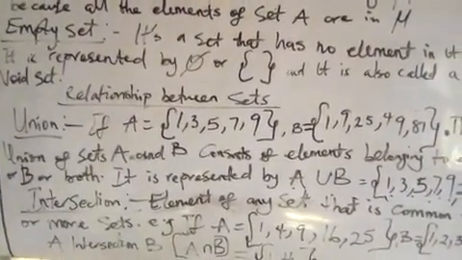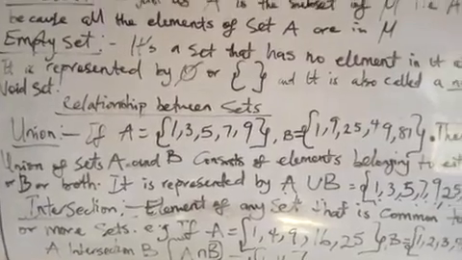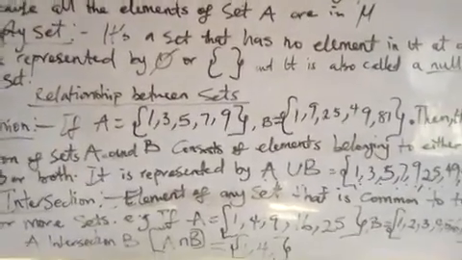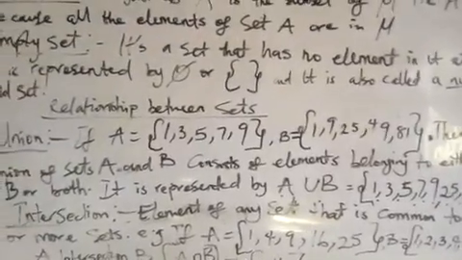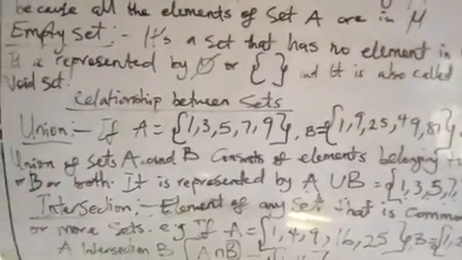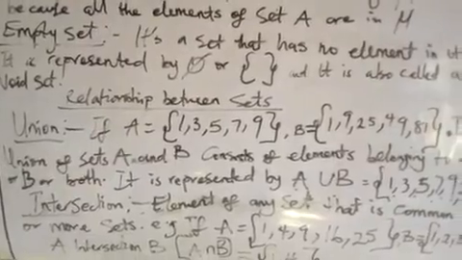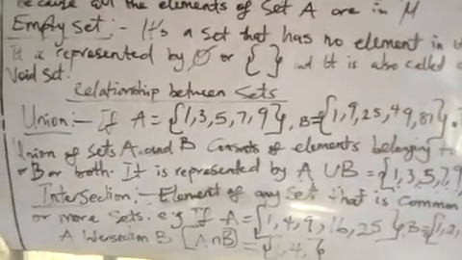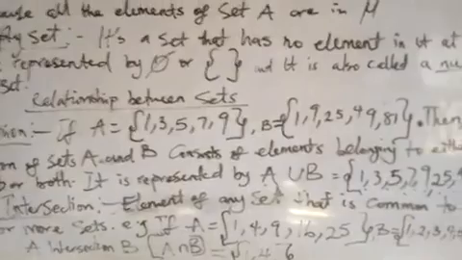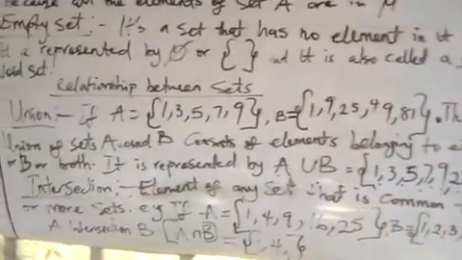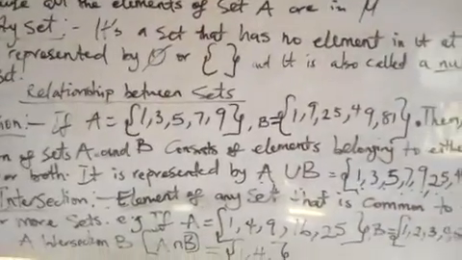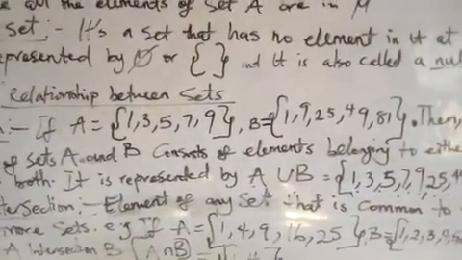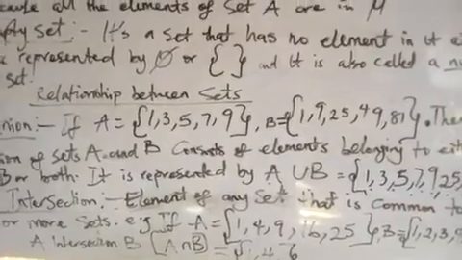So let's go to another relationship that you can find between sets. You can find intersection. Intersection is simply where those two sets meet. What is common to both sets? Where two or three sets meet. So the elements of any set that are common to two or more sets is what we call the intersection of sets.